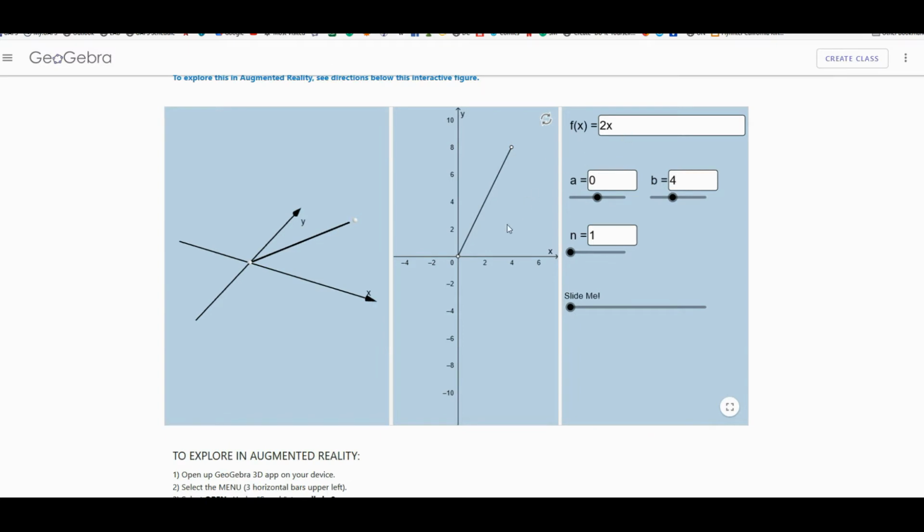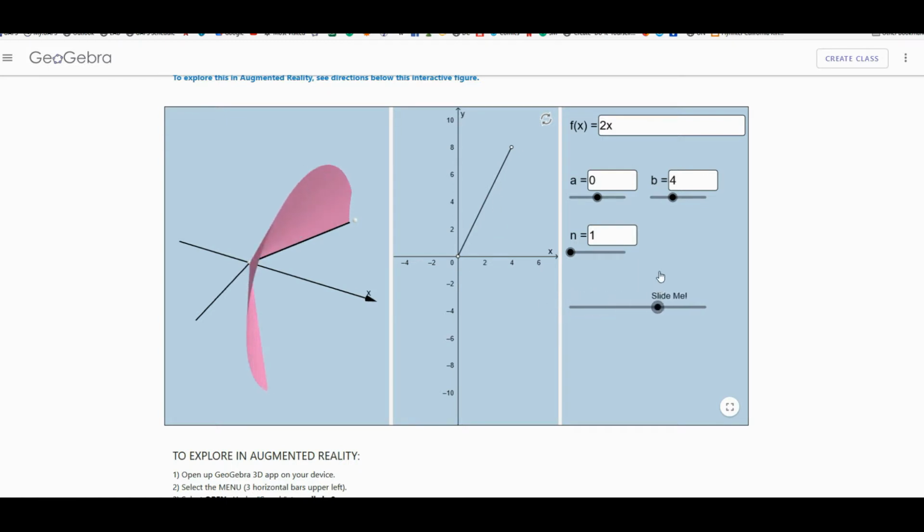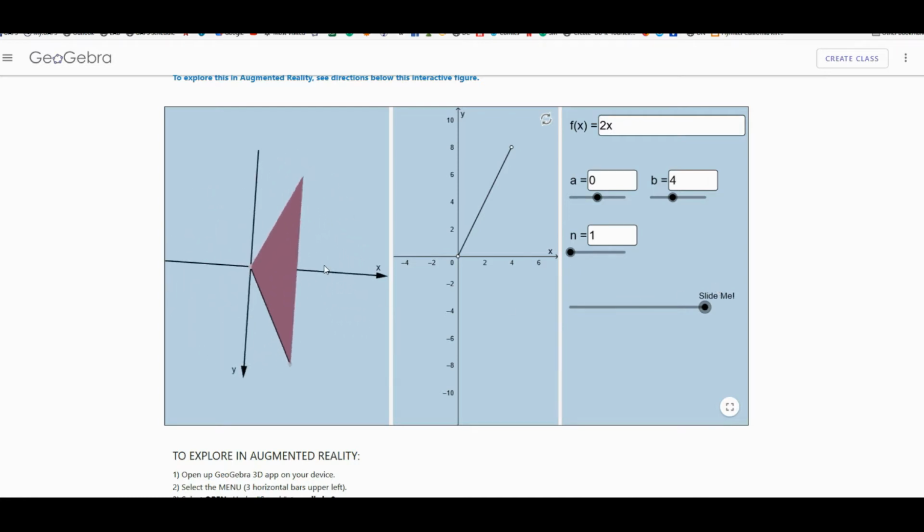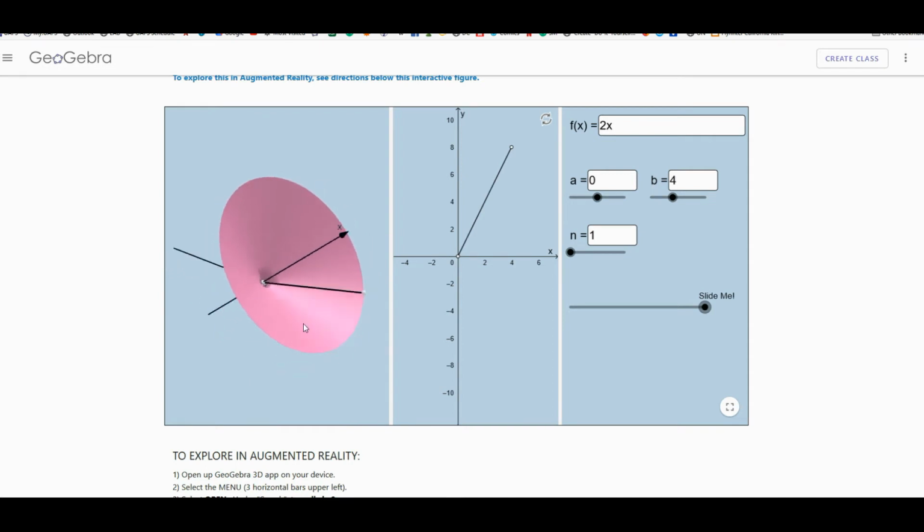Here it is. So here I'm going to take 2x from 0 to 4, and the line is going to be the x-axis. And this slider here will show you over here on the left what happens when you start rotating that around. And of course, what do we end up with? Well, we end up with a cone. A finite cone. So we want to figure out what the surface area is of that cone.